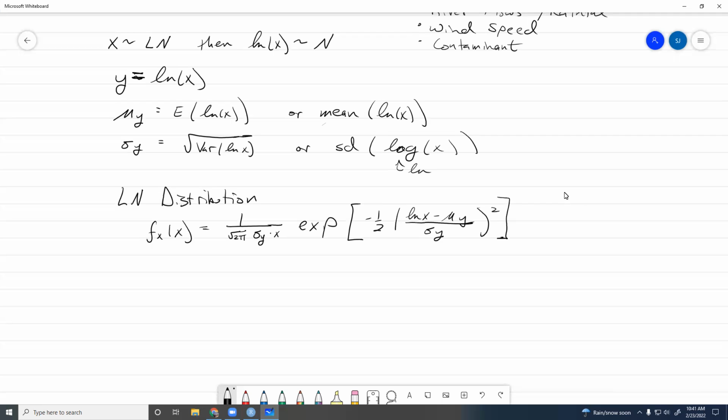So if we say x is log normally distributed with mu y and sigma y, then we can calculate a z-score and do these probability calculations like we've done up till now. So we could say z is equal to ln of x minus mu y over sigma y. And as long as we know these parameters and we know whatever x value we're interested in, we can just use the normal calculations to calculate probabilities and vice versa.